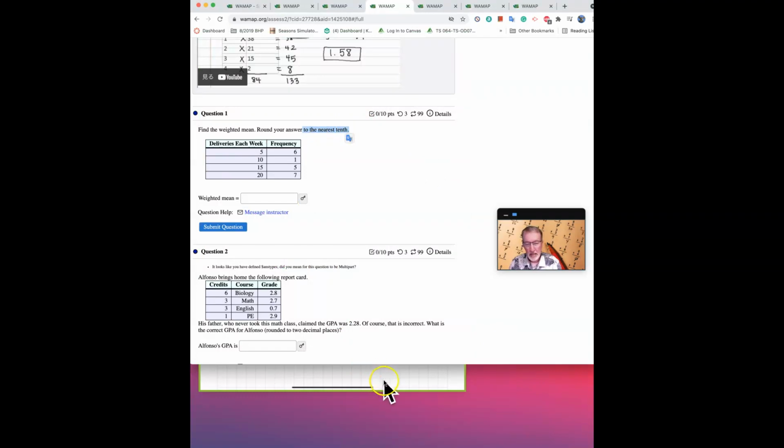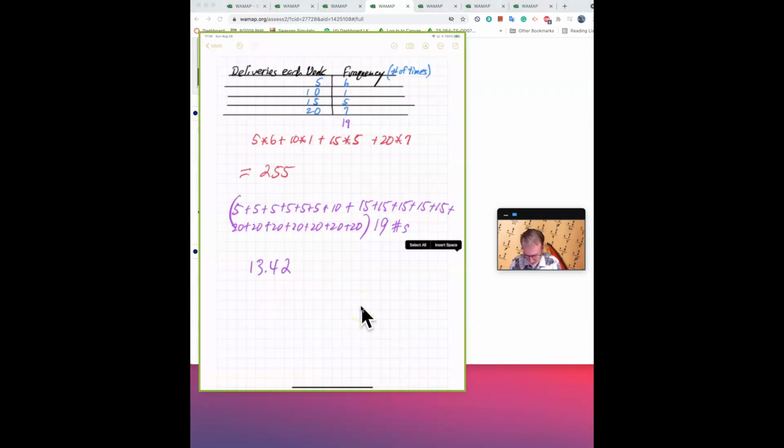The nearest tenth. So when you round to the nearest tenth, we're looking at the nearest tenth, which is this number. The test is that number on the immediate right 5 or greater? If not, this number stays the same, and we drop the other, and this becomes 13.4. So that's the average number of deliveries per week using the weighted mean.